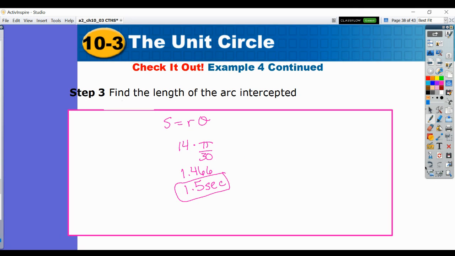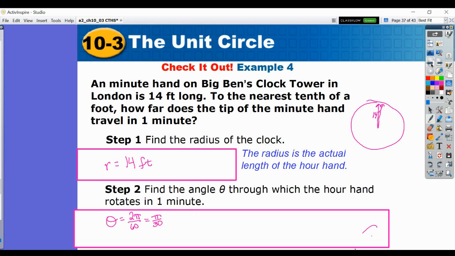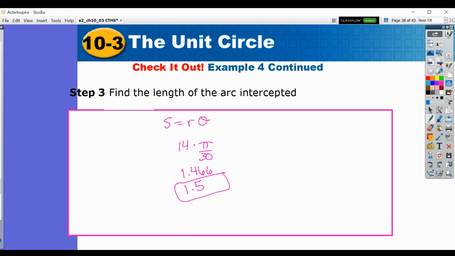Oh, that's not the right units. Let's fix our units. How far did it go? That's not how long did it take. It should have taken 1 minute, right? How far did it go? It was feet per minute. Yeah, that makes sense. Feet per minute. Where did I get seconds from? Well, we know it's going in 1 minute. So how far did my little minute hand go? Since Big Ben is so huge and this is 14 feet, it's going 1.5 feet in 1 minute. And then all the way around would take us around its whole circumference.